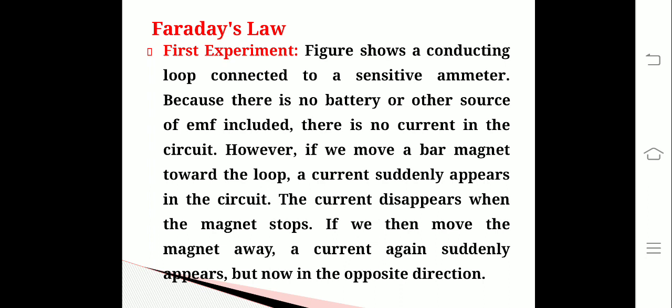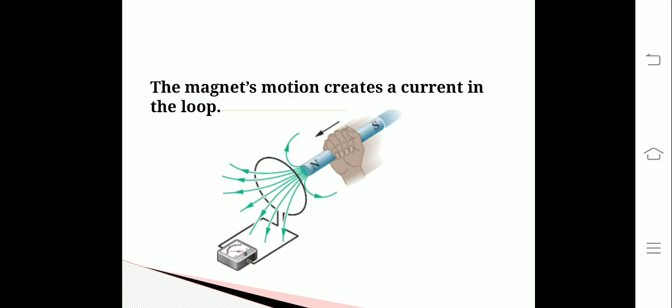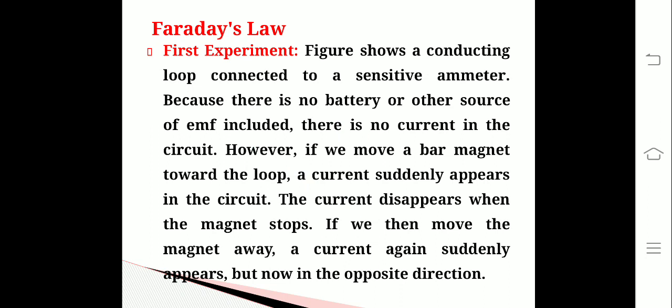First one. This figure shows a conducting loop connected to a sensitive ammeter. Because there is no battery or other source of EMF included, there is no current in the circuit.